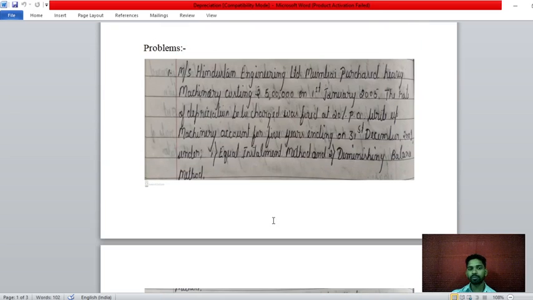And keep in mind, it's very important for your exam purpose, for the internal exam as well as for the main exam. It will come in both the exams.